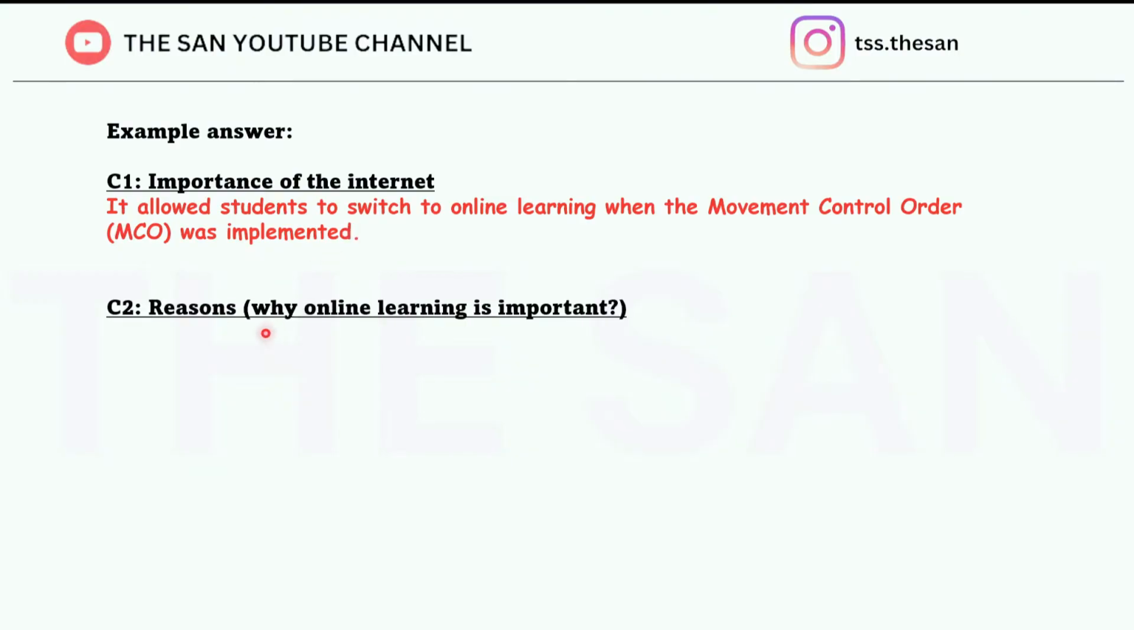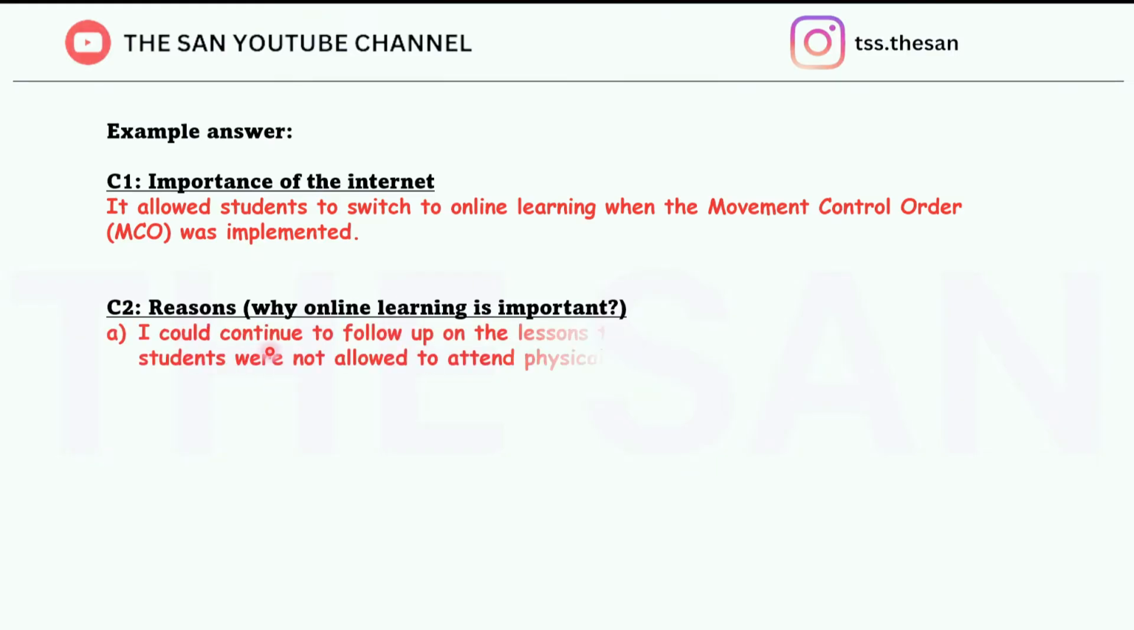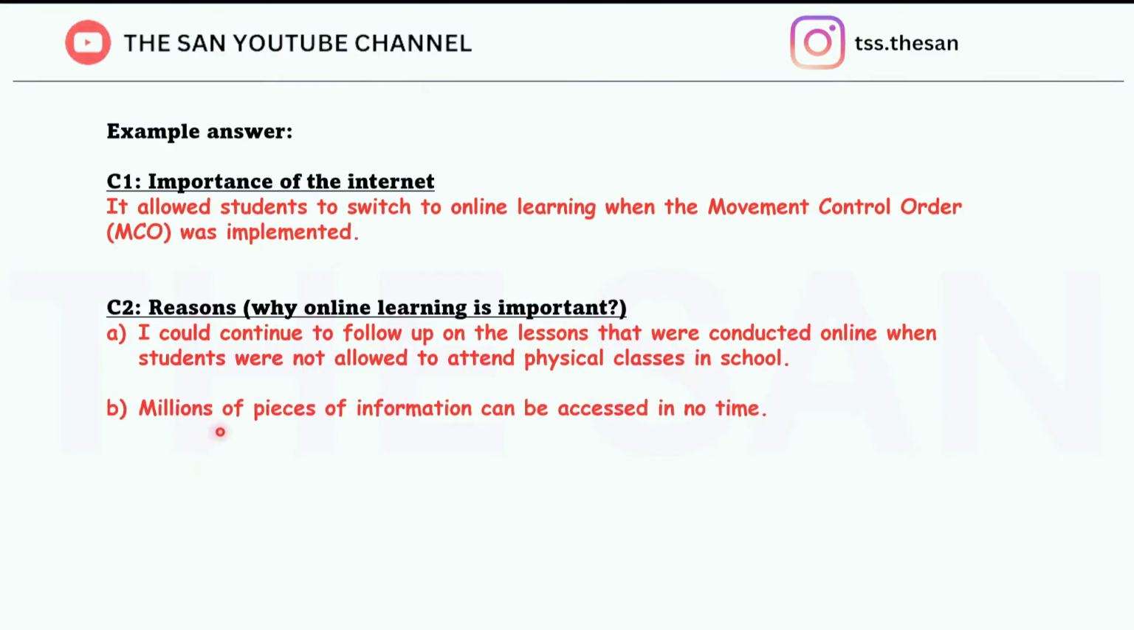The second main point, you have to give the reasons. You have to tell why online learning is important, because I chose to talk about online learning. Here you have to give at least 2 reasons. The first reason I say is that I could continue to follow up on the lessons that were conducted online when students were not allowed to attend physical class in school. This is the first reason. The second reason is that millions of pieces of information can be accessed in no time, that means immediately. So this is the second main point that you have to talk about.